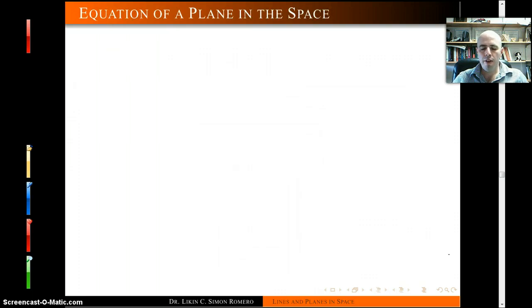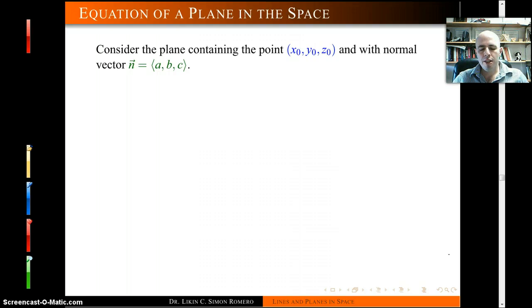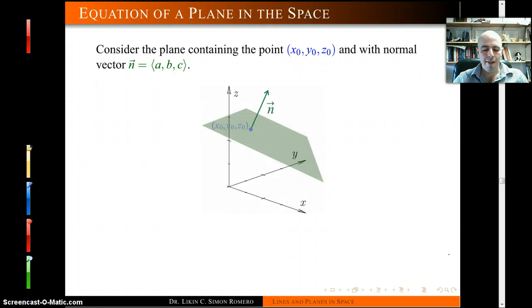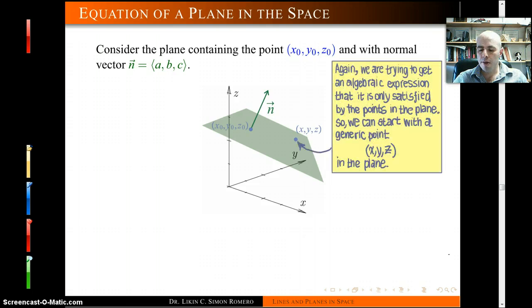So, the question of the plane in space. Let me consider the point x0, y0, z0, and the normal vector that is going to give us the inclination. The normal vector n is given by a, b, c. So we have something like this. Now we take a generic point in the plane, and again we're trying to describe an algebraic expression that can be satisfied only by points that live in this plane.